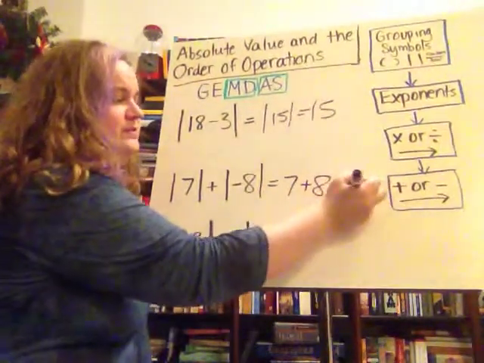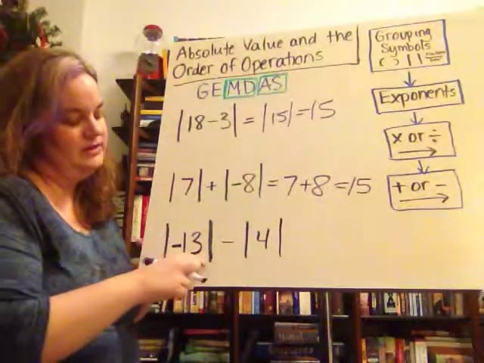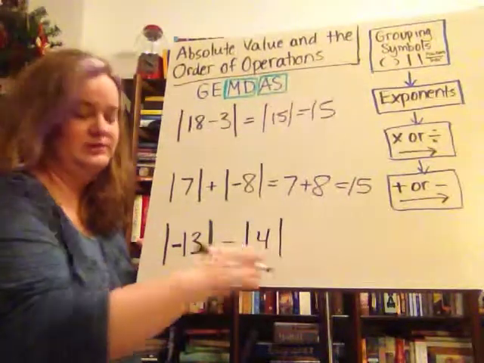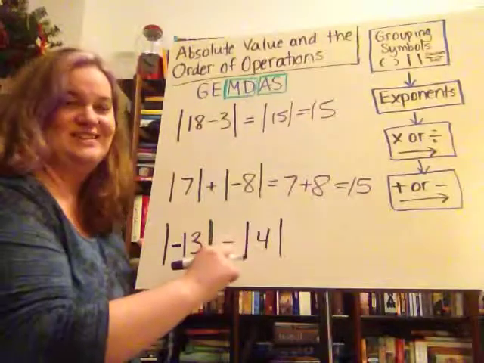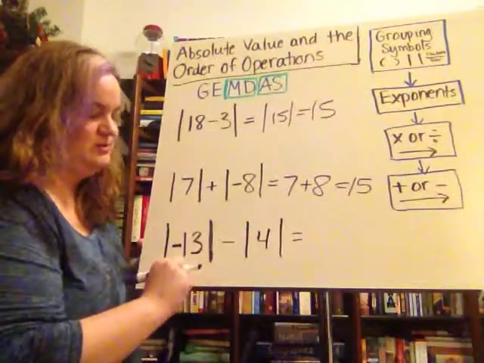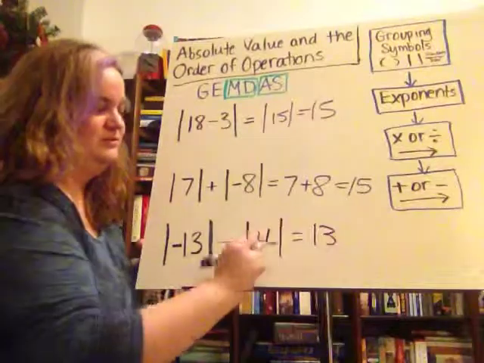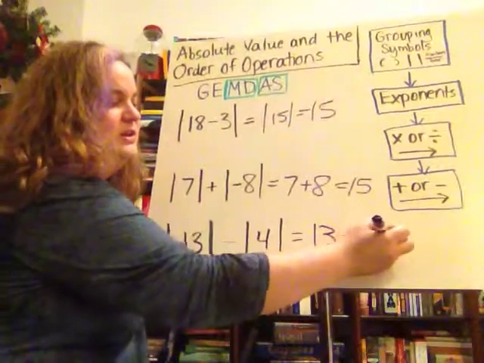Okay, and again here, first thing you see, you got separate houses, so we got to take the absolute values first and then do the subtraction problem. So the absolute value of -13 is 13, the absolute value of 4 is 4, and 13 minus 4 is 9.